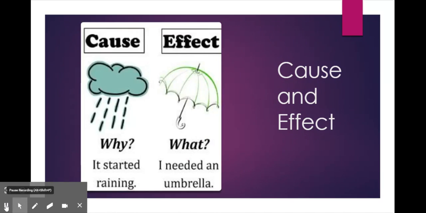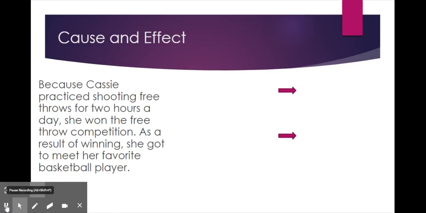So let's review quickly again. To identify the effect, you should ask yourself, what happened? To recognize the cause, you should ask yourself, why did it happen? Let's look at this example. Because Casey practiced shooting free throws for 2 hours a day, she won the free throw competition. As a result of winning, she got to meet her favorite basketball player.